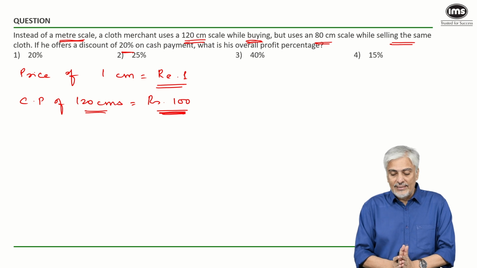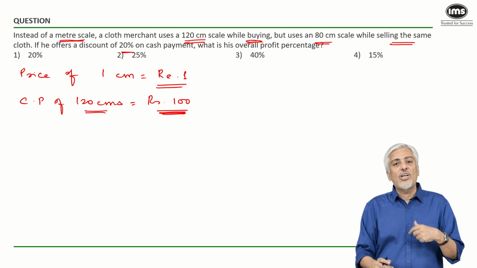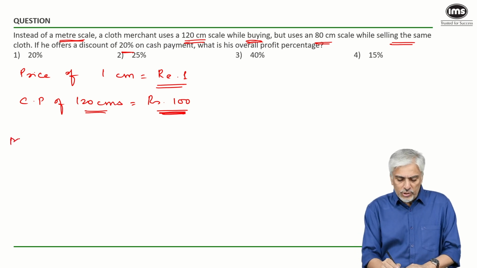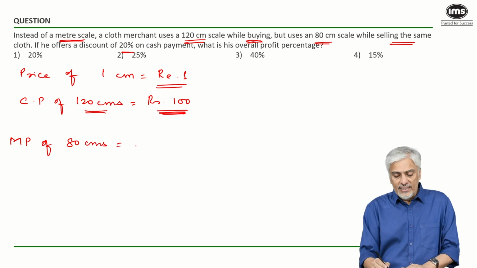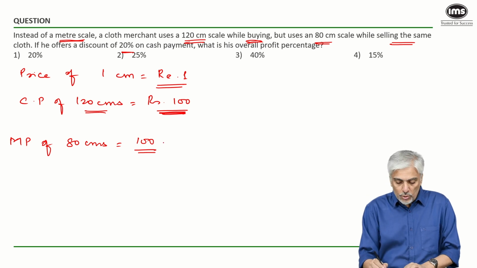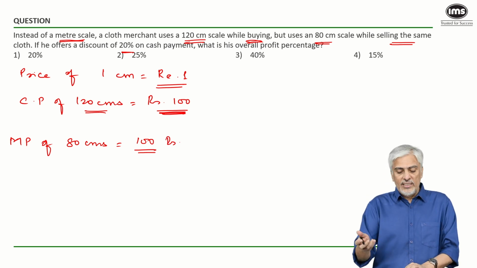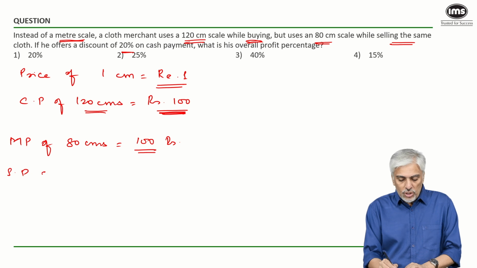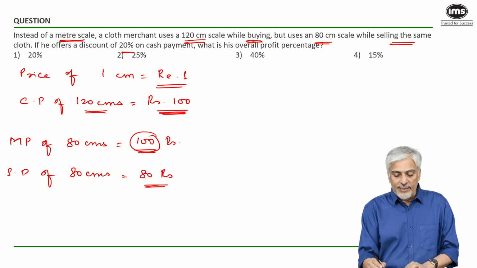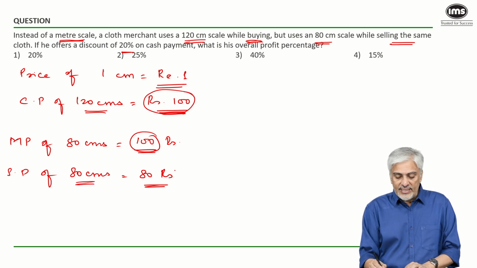What happened while selling? He sold only 80, but he charged for 100. So, and I know there's a discount, we'll come to the discount. So I therefore say mark price of 80 centimeters was not 80, he was putting it as 100 because there also he was doing the cheating. So 100 rupees. But after giving the discount of 20% on this, the selling price of 80 centimeters became 80 rupees. So cost price of 120 centimeters is 100, while selling price of 80 centimeters is 80.